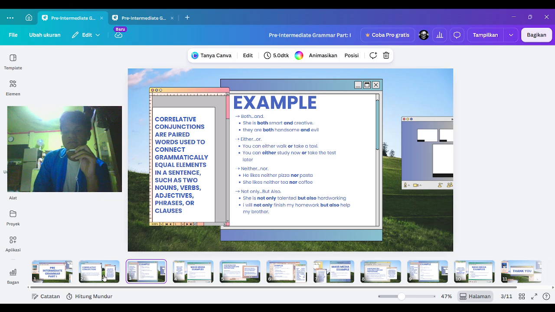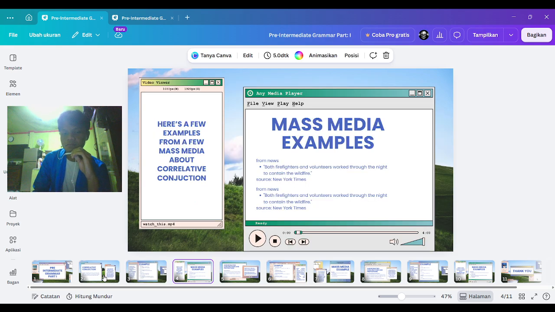Okay, so here are a few examples. Both and. She is both smart and creative. They are both handsome and evil. Either or. You can either walk or take a taxi. You can either study now or take the test later. Neither nor. He likes neither pizza nor pasta. She likes neither tea nor coffee. She is not only talented but also hardworking. I will not only finish my homework but also help my brother. So here's an example from mass media.